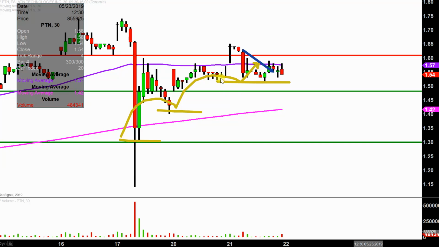So a little bit disappointing from that side of things, but as far as a bigger picture viewpoint of the chart is concerned, everything is still perfectly healthy as far as the bullish side of things is concerned.